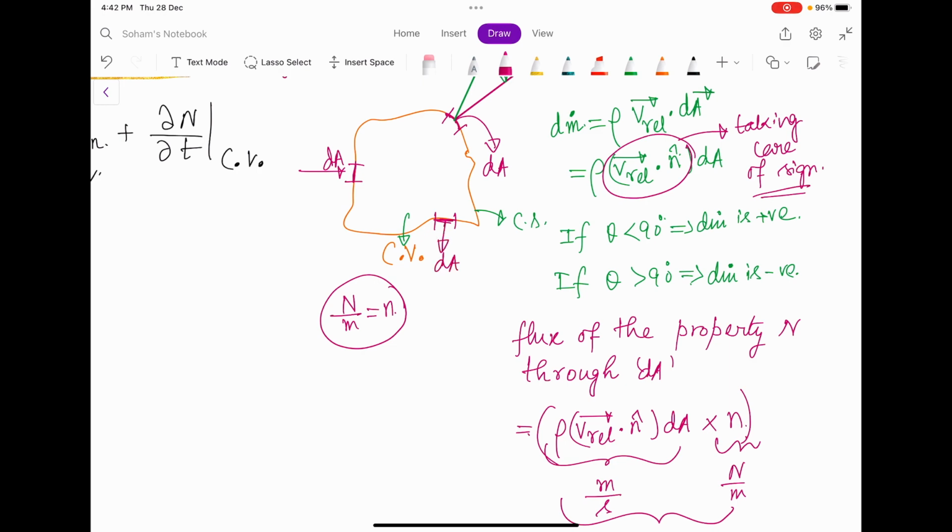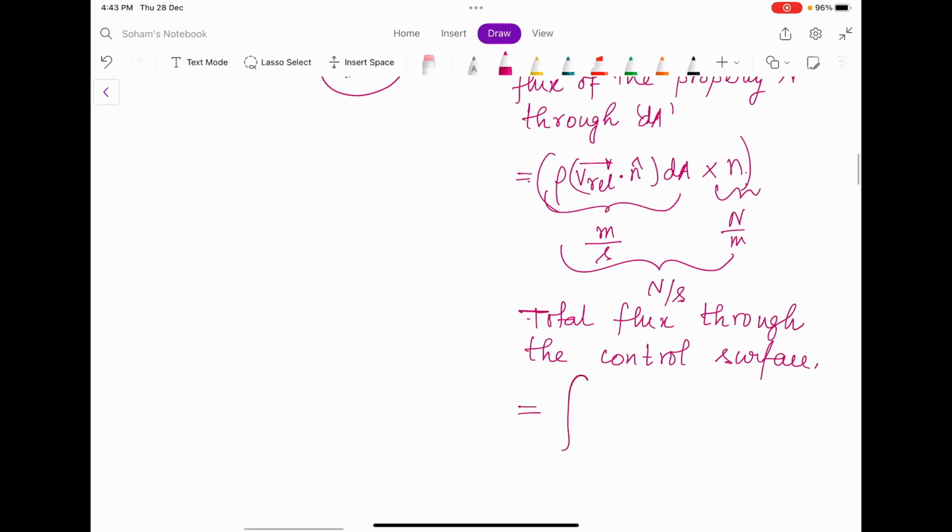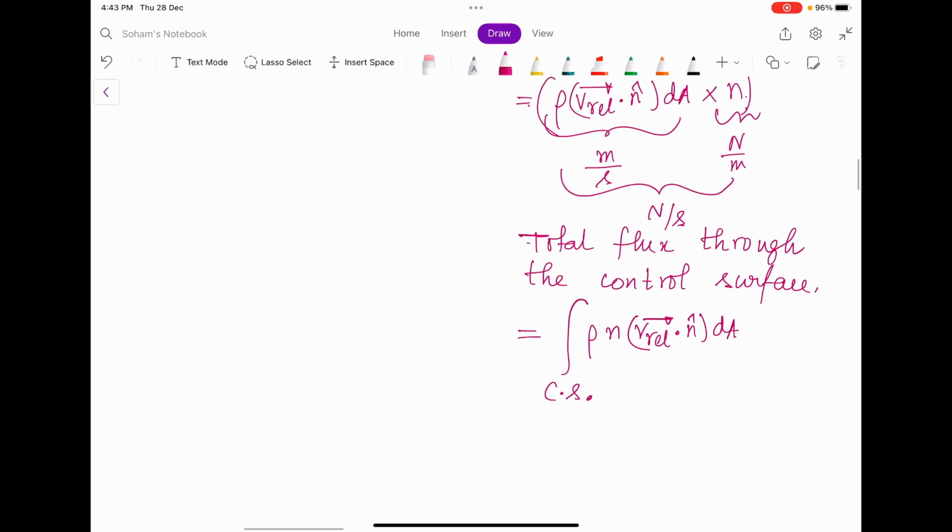So to take care of all these fluxes, we have to put the total flux through the control surface. So this will be the integral of rho n v relative dot n cap dA, and this integral will be over the control surface. Okay, so this is the term.